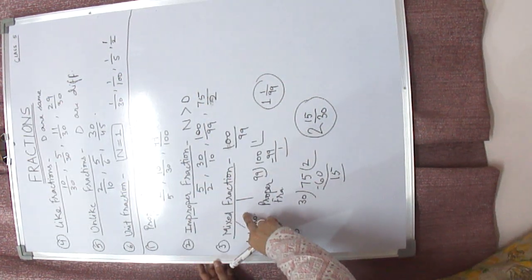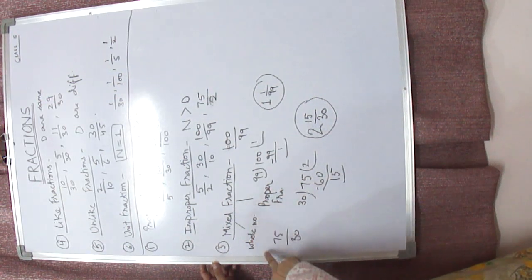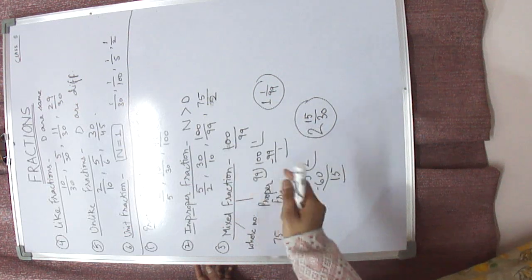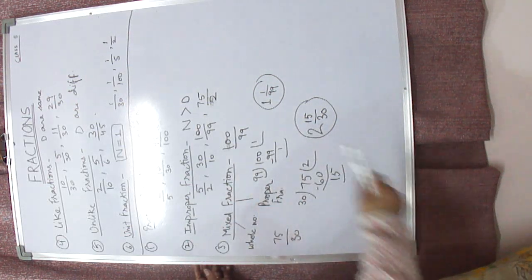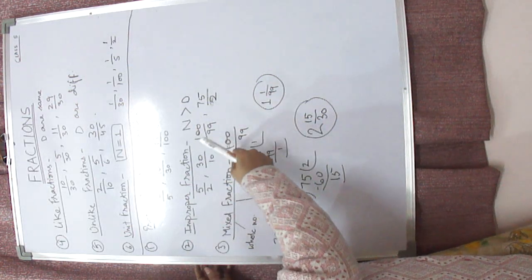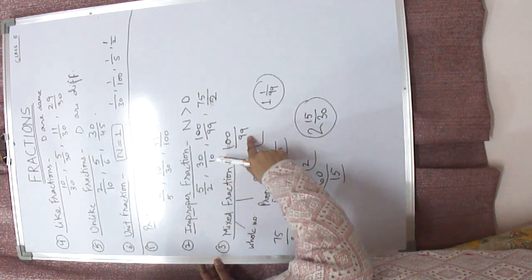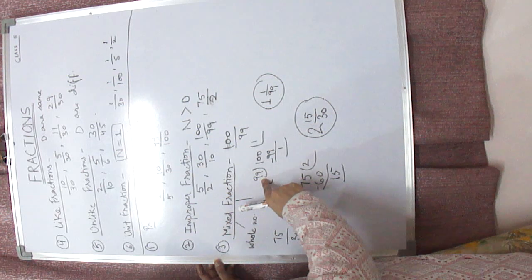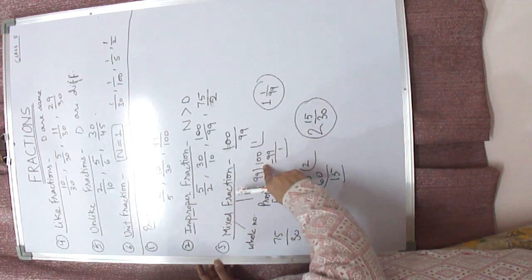Third is mixed fraction, which says it is a combination of a whole number and a proper fraction. So how do we get this whole number and a proper fraction? We divide the improper fraction. I have 100 upon 99, so I have divided both of them. 99 becomes my divisor, 100 becomes my dividend.